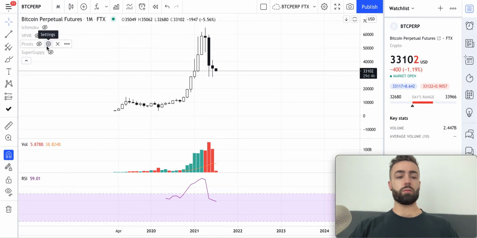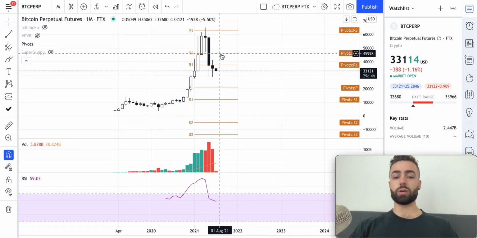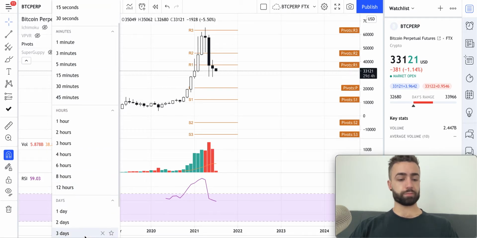So we will see what happens there, but the main resistance level, if we do come up, is going to be this $46,000, about 46.3 level right there.